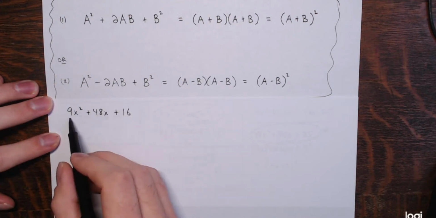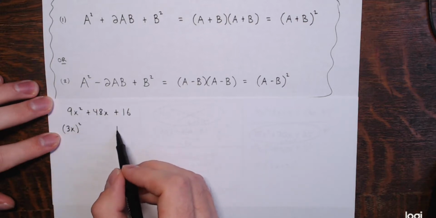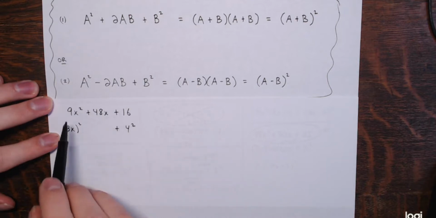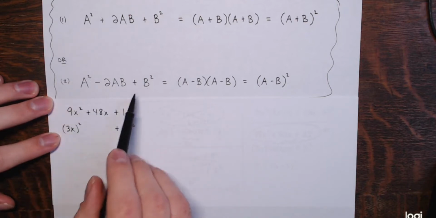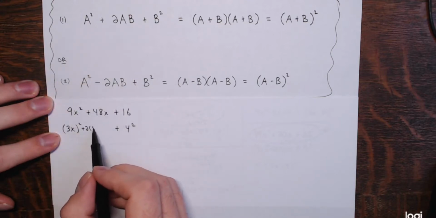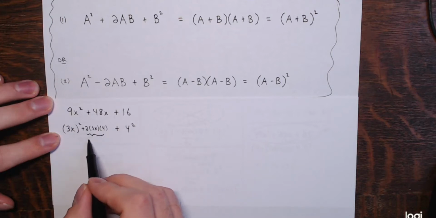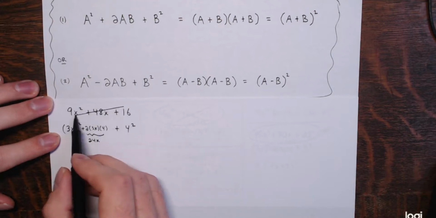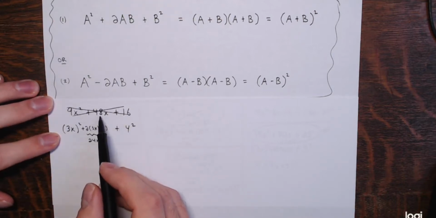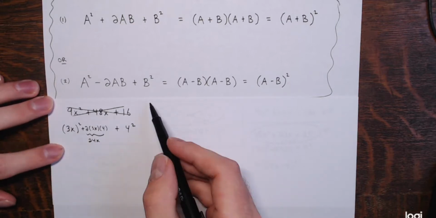9x squared, that's 3x to the second, that's a nice square. The plus 16, that's plus 4 squared. So I'm going to treat 3x like a and 4 like b, and hopefully the middle here is plus 2ab. Let's see, plus 2 times 3x times 4. What is that? That's 24x, not 48x, so that's no good. If that was 24x, it would be a perfect square trinomial. Alright, so let's move on to the next one.